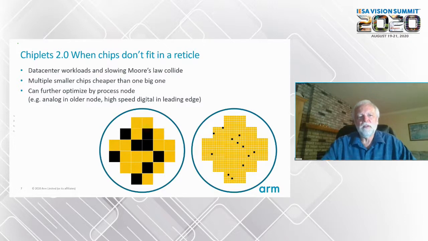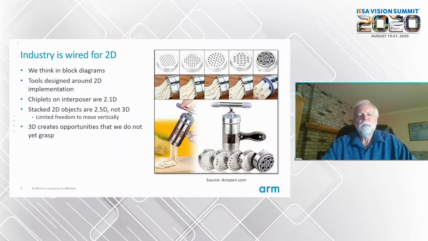And to see where we're going, again, the previous talk introduced this well. The industry, by and large, is wired for 2D. When I design things, or when you design things perhaps as well, I tend to think in block diagrams, and block diagrams are inherently a two-dimensional construct. Similarly, all our tools are designed around a 2D implementation. We look at them on a 2D screen. And even something as complicated as putting chiplets on an interposer, it's 3D-ish. It's often called 2.5D, but I think it's realistically 2.1D.